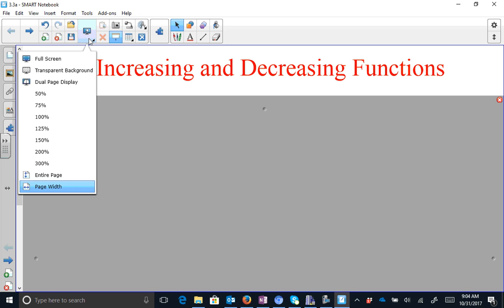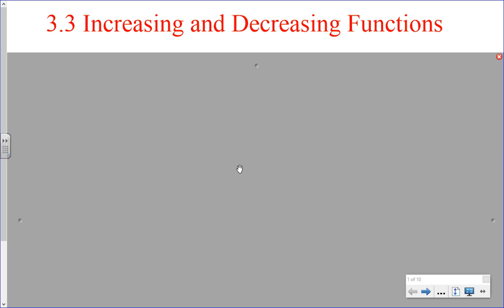Today and tomorrow, we're going to talk about the same section. Today we're going to focus on increasing and decreasing intervals, while tomorrow we're going to focus on something called the first derivative test. But we need to know how to find increasing and decreasing intervals before we can do the first derivative test.